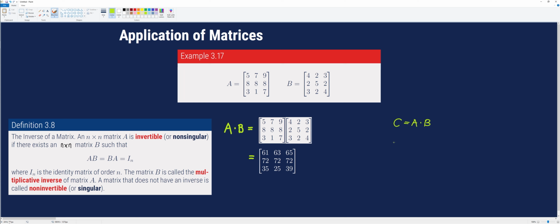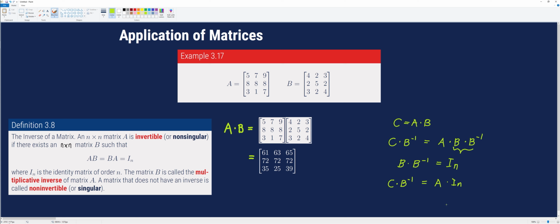By multiplying both sides of the equation by the inverse of B, we get C times the inverse of B equals A times B times the inverse of B. And by the definition of the inverse of a matrix, B times B inverse is equal to the identity matrix of order n. Hence, we can substitute this, giving us C times the inverse of B is equal to A times the identity matrix of order n.